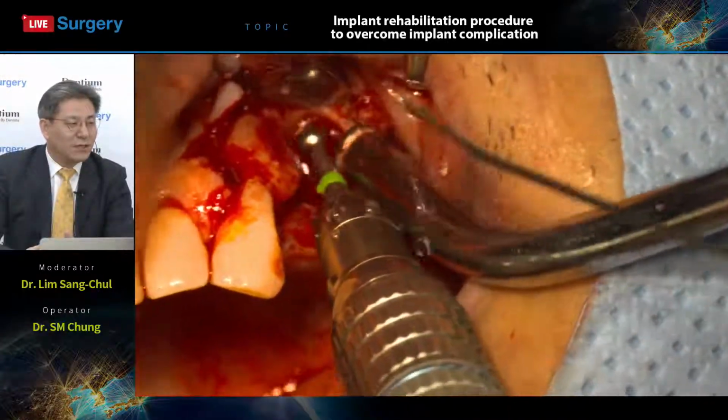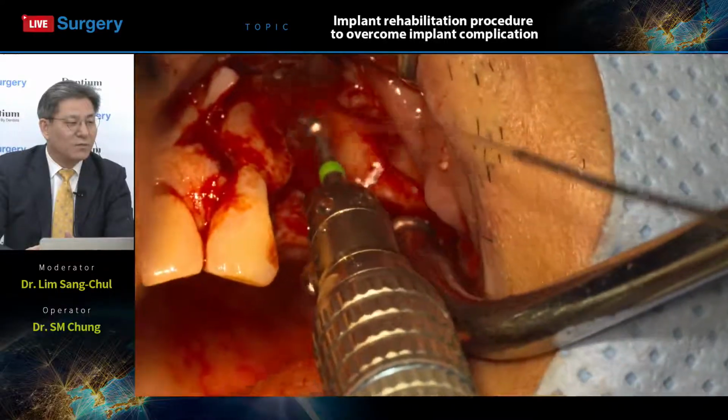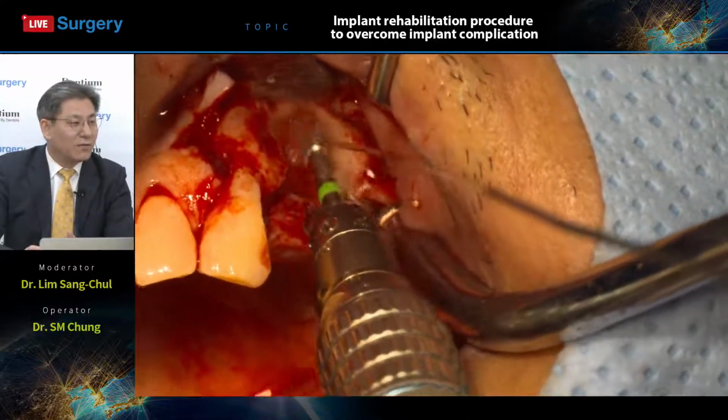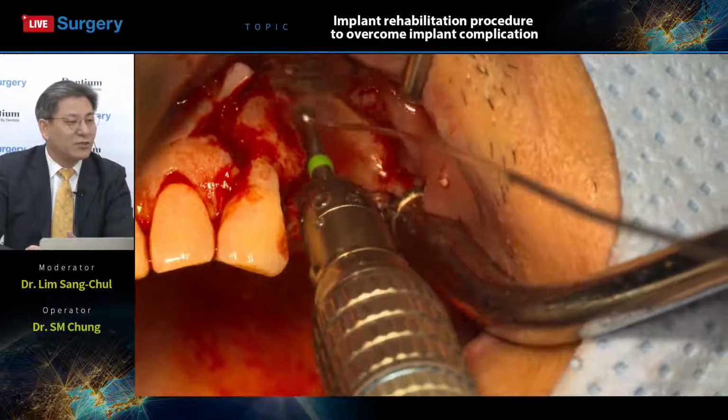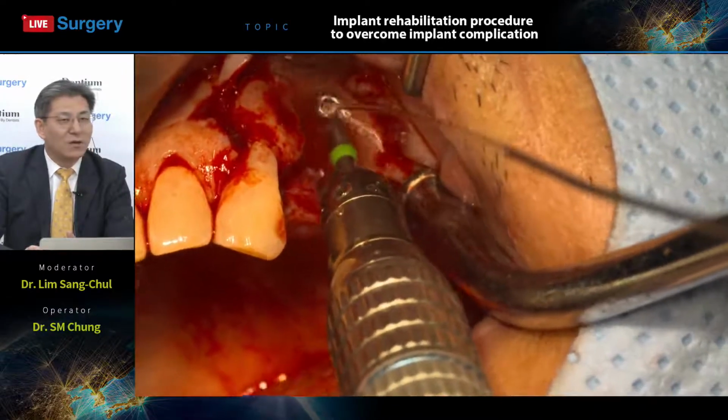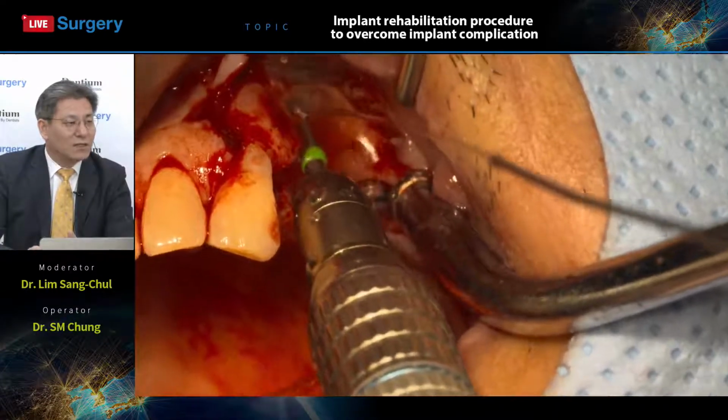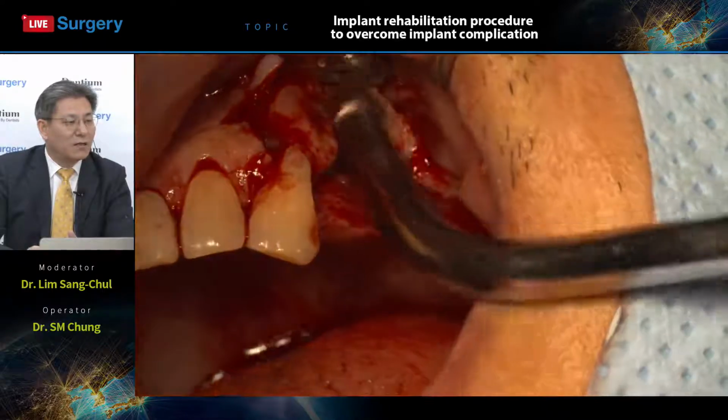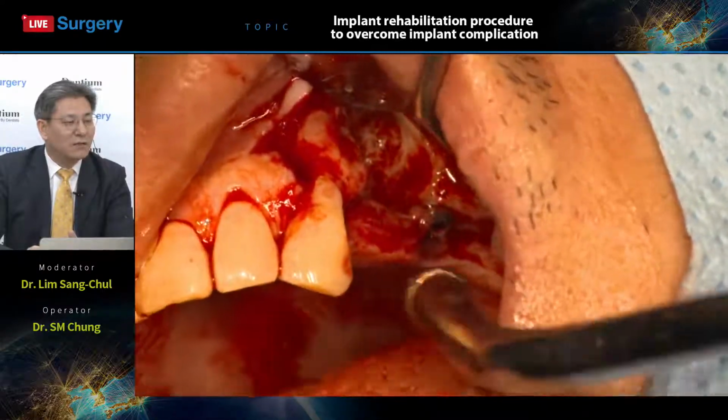Then he changed to a smaller diameter carbide bar for removing all the granulation tissues on the crater-like defect.